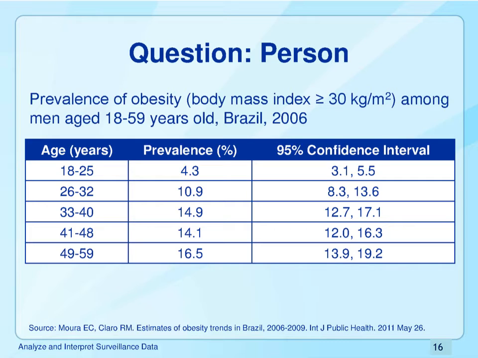Okay, good. I hope you took a second, so we're back. Now, in general, the prevalence of obesity does what? It increases with age among men in Brazil in 2006. And men aged 49 to 59 have nearly 4 times the prevalence of obesity compared to men aged 18 to 24. So, having analyzed it and having arrived at that conclusion, what would it say?